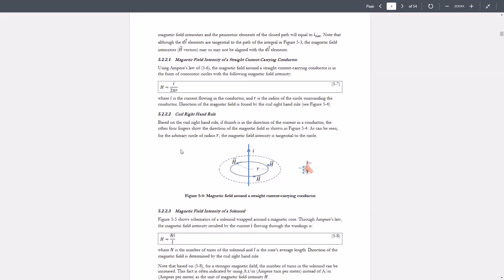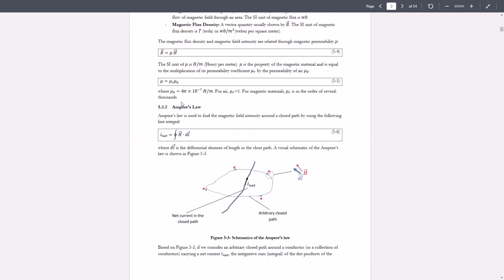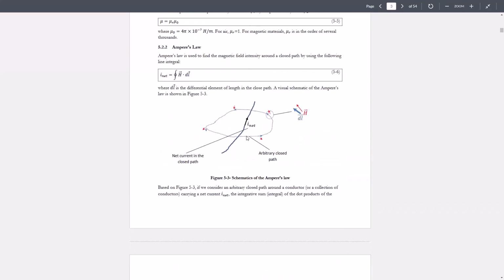As we go away from the conductor, based on this relationship, since R becomes bigger, H becomes smaller. So the strongest field is very close, right at the conductor itself. As we move away, the magnetic field intensity becomes smaller and smaller, and when we go to infinity, it becomes 0. That's how we can take advantage of Ampere's law to determine the magnetic field intensity around certain conductor shapes. So this was for the straight conductor.